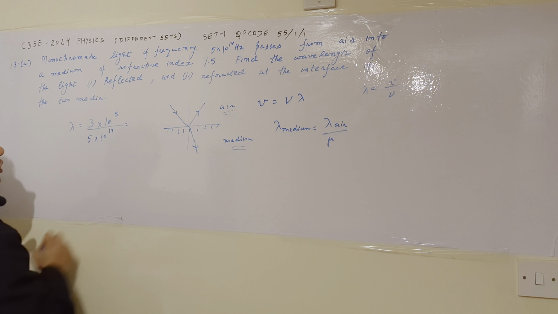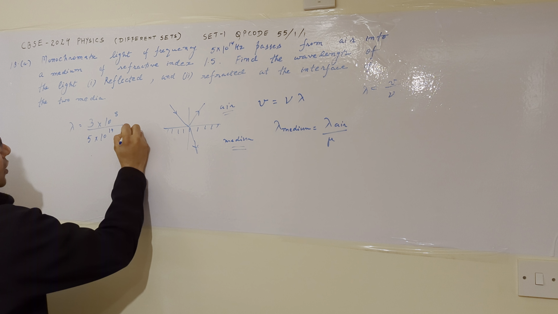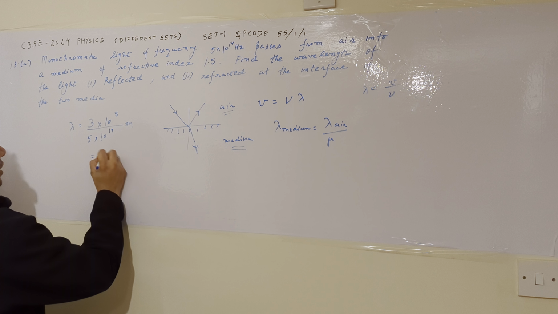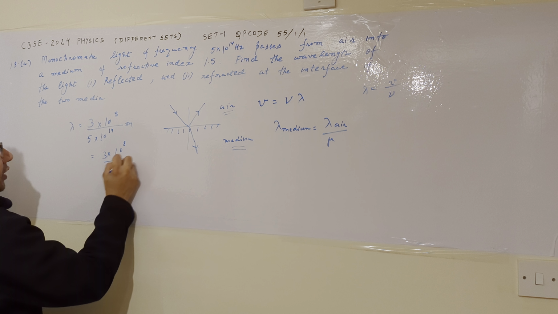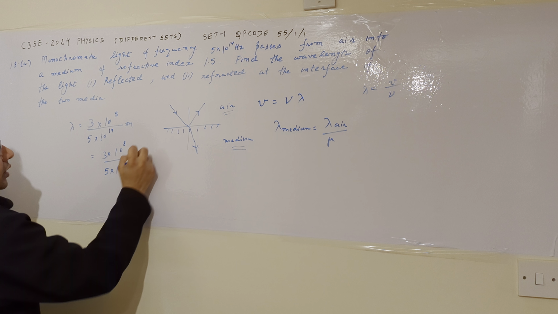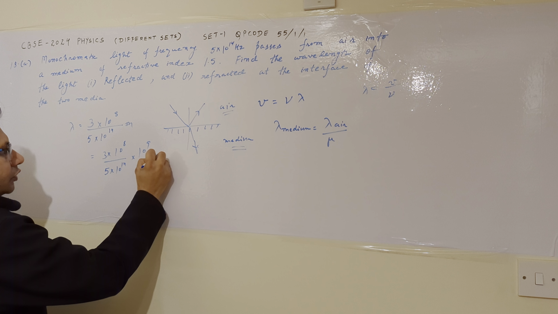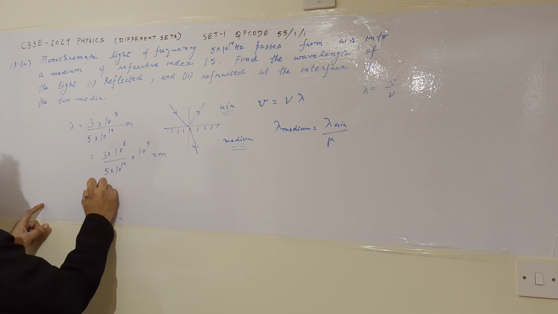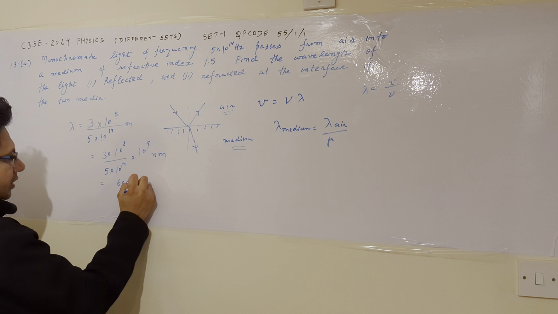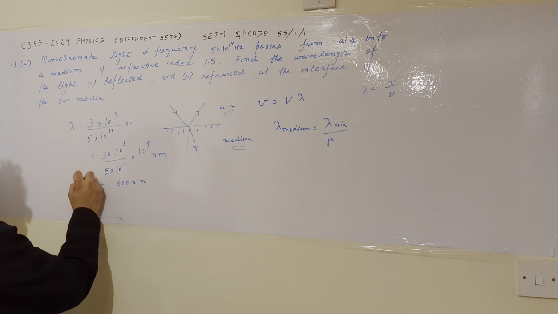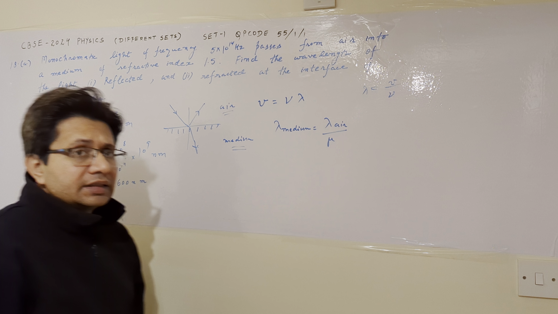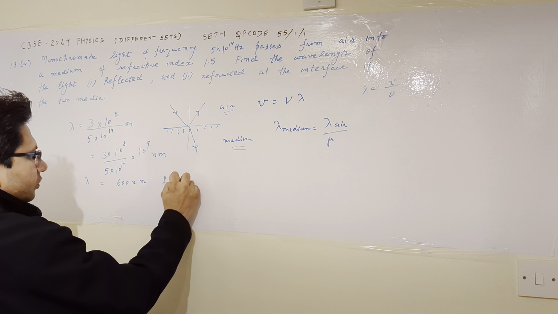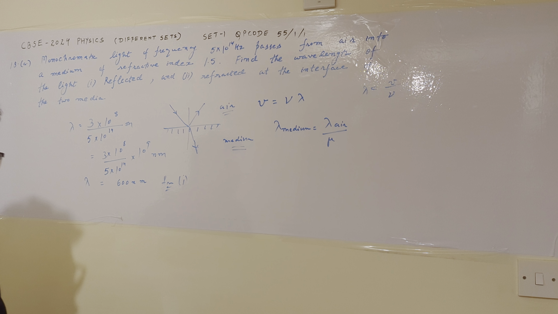After putting these values, we get this answer in meters, and if we want to calculate the wavelength in nanometers, then we have to multiply this ratio by 10^9. After multiplying it by 10^9, the unit is nanometers. After solving this, we get the final result as 600 nanometers. So the wavelength of the light in air is 600 nanometers. This is the answer of the first part of the problem, that is the wavelength of the reflected light.